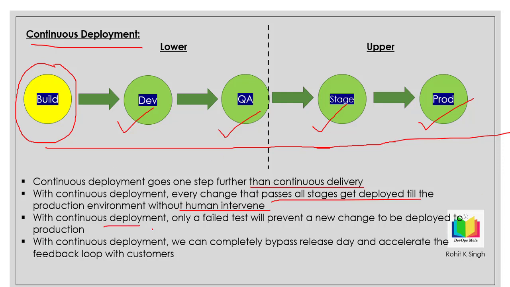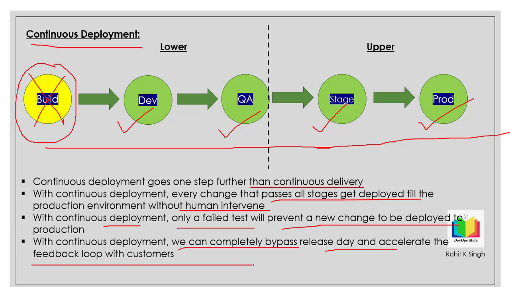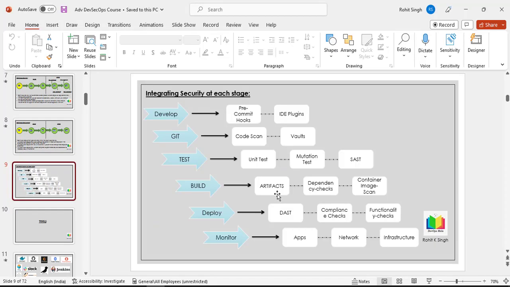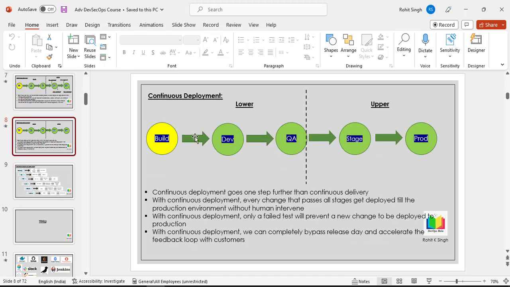With continuous deployment, only a failed test will prevent a new change from being deployed. If there is a test which fails over here, that will stop your continuous deployment chain. With continuous deployment we can completely bypass release dates and accelerate the feedback loop with the customer. There is no requirement of a release date, guys, basically. You will have a direct deployment done without human interference. This is a major difference between continuous deployment and continuous delivery. Okay, makes sense?